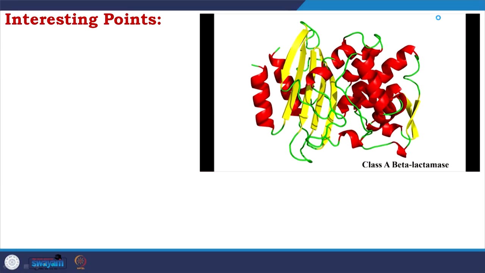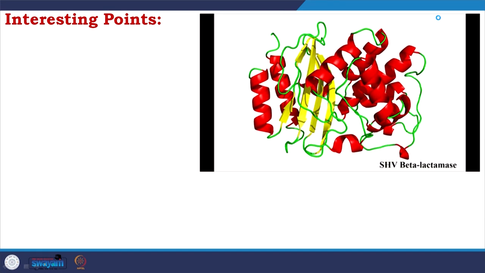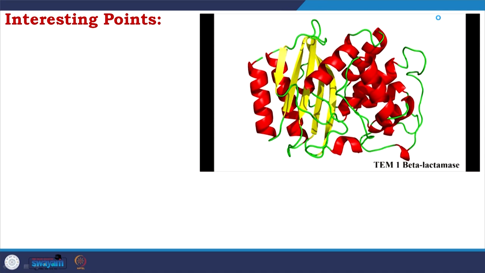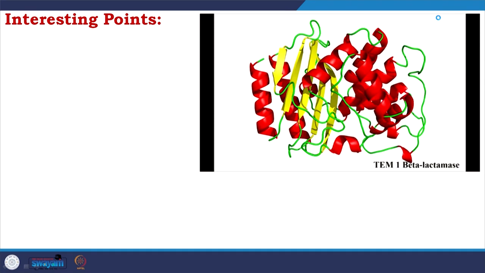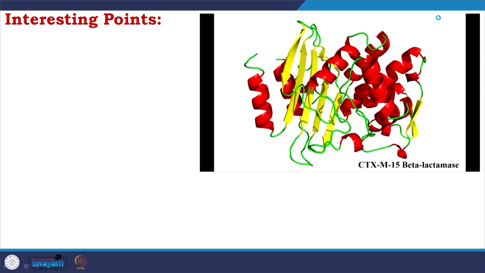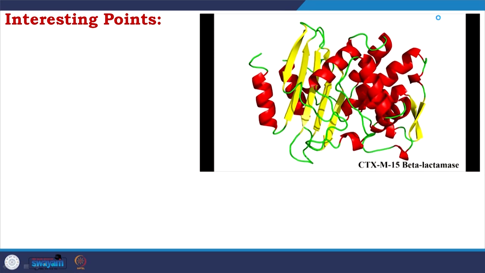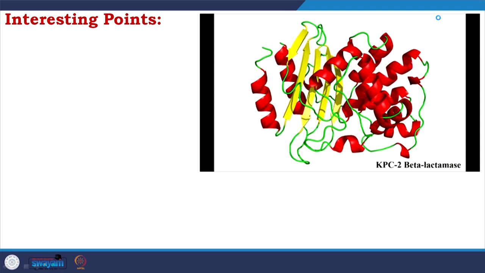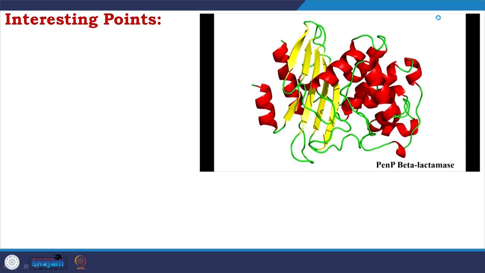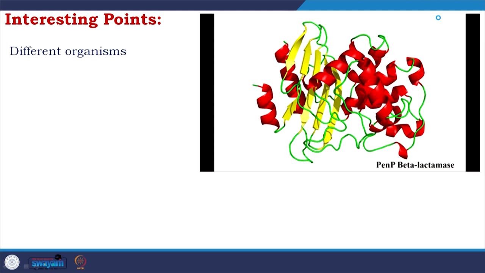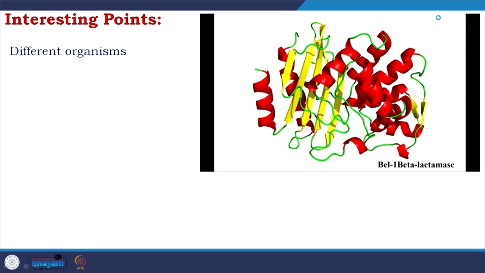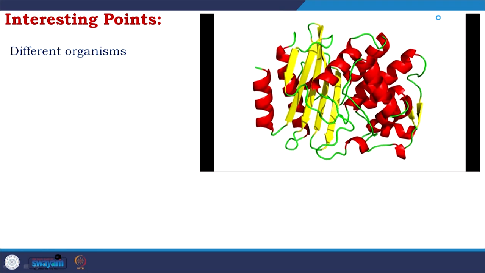So, coming back to therapeutics, some interesting points, if you look at the movie here. In this movie, you see that a lot of different serine beta-lactamases of class A are presented. Very interestingly, those are enzymes coming from different organisms.